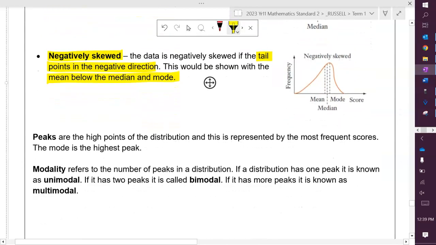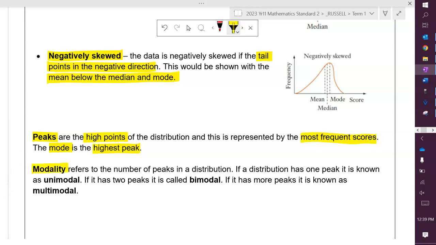So we have peaks. They are the high points of our distribution, and they are the most frequent scores. So therefore the mode is our highest peak. We then have what we call modality, and modality is the number of peaks in a distribution. If it has one peak, it's unimodal, like unicycle meaning one, and if it has two peaks, it is bimodal, bi meaning two. If it has more peaks, it is known as multimodal, and that's something that we need to remember, those terms. We have unimodal, bimodal, and multimodal.